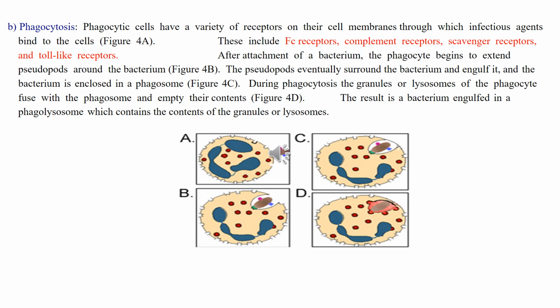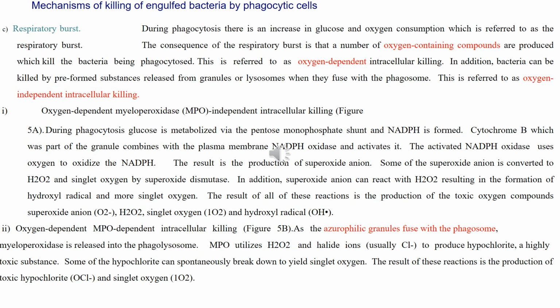This figure shows the process of attachment, penetration, and entrance of the bacterium, and the result in killing of the bacteria. Now we will go deeper on the mechanism of killing of engulfed bacteria by phagocytic cells.